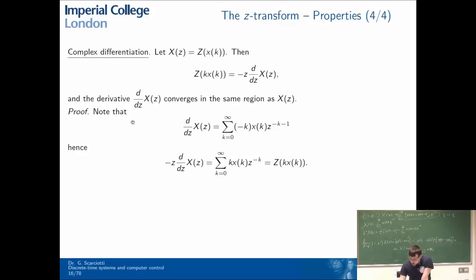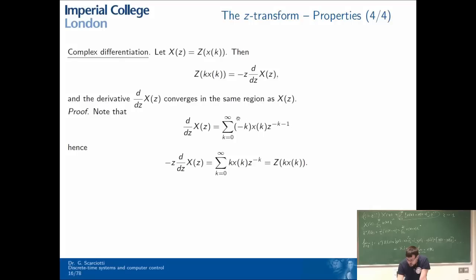Okay, to do it, we start by computing the derivative of x of z. So the derivative of x of z is actually equal to this. This is quite straightforward because we have that the derivative with respect to z, x of k is constant, so it doesn't change. The only thing that changes is this function here. When we take the derivative, we get minus k, so the power, the argument of the power of z, and then the power will decrease by 1. So this is a standard derivative that you know before coming to university.